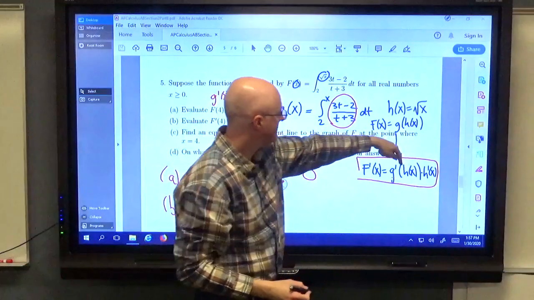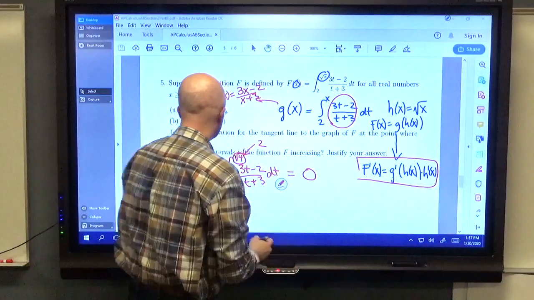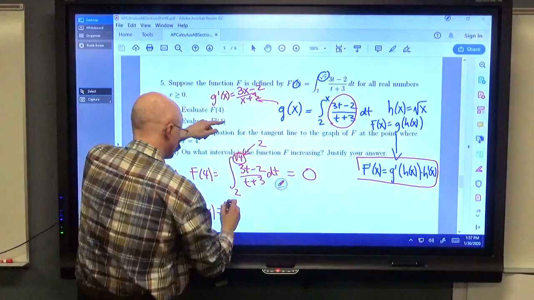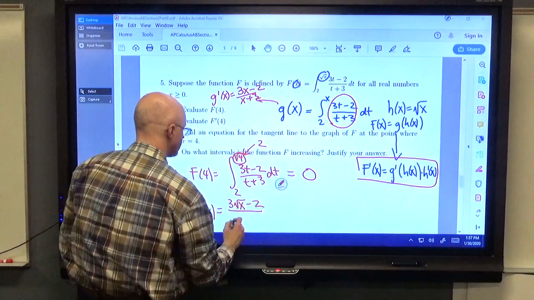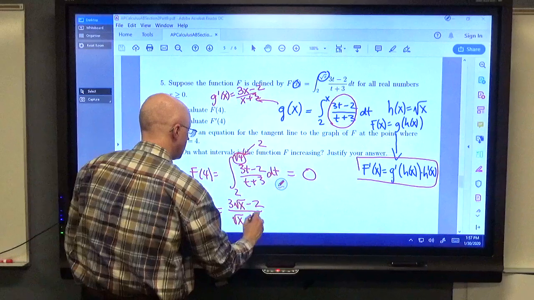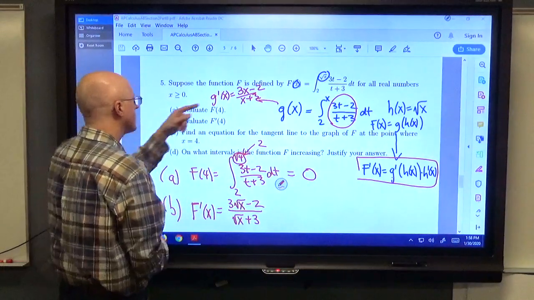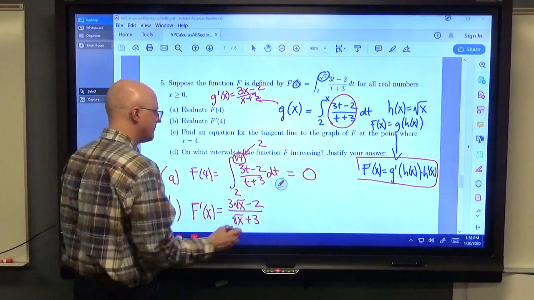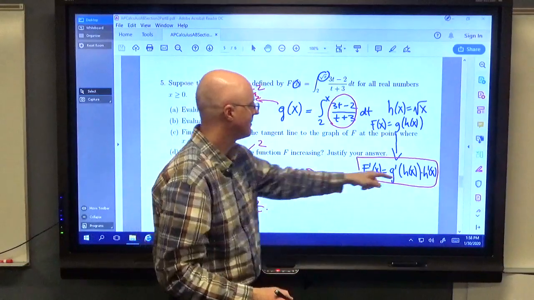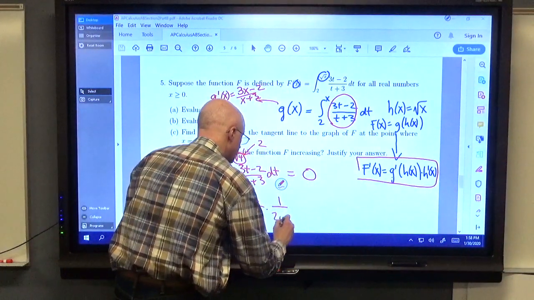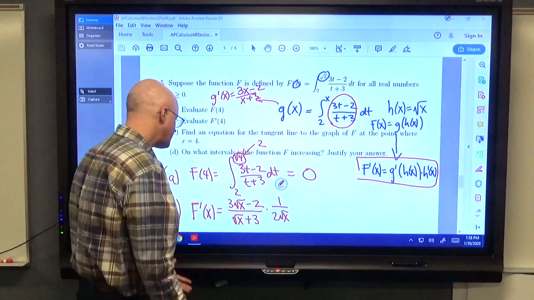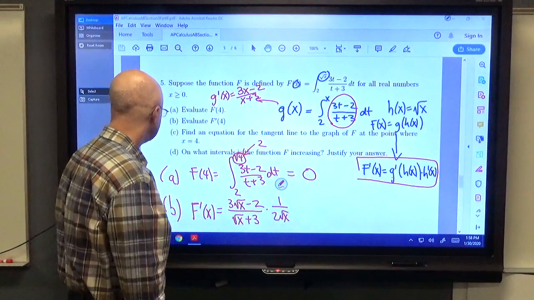I need to plug in h of x into g. I need to plug in the square root function into that. So everywhere you see an x, replace it with the square root of x. And hopefully not make a mistake. Replace the x's with square root of x. But don't forget to multiply by h prime, which, like I said verbally, is 1 over 2 square root of x. That's the answer for the general derivative.